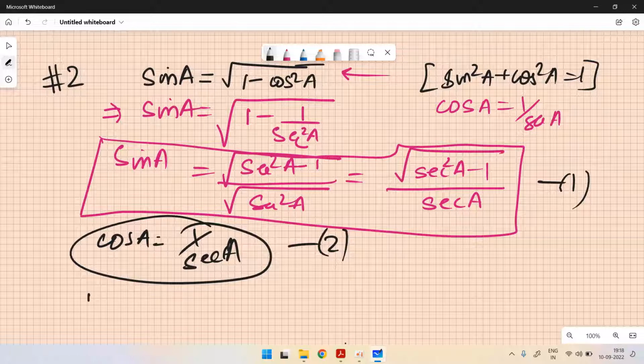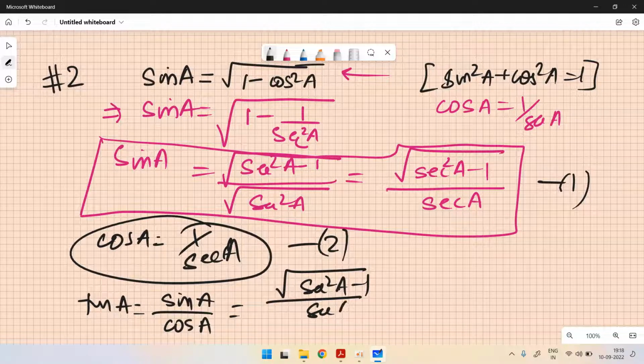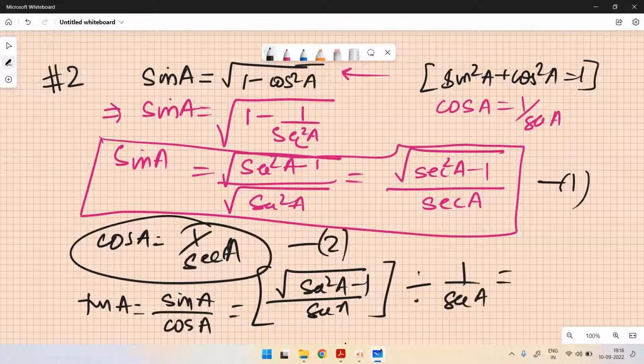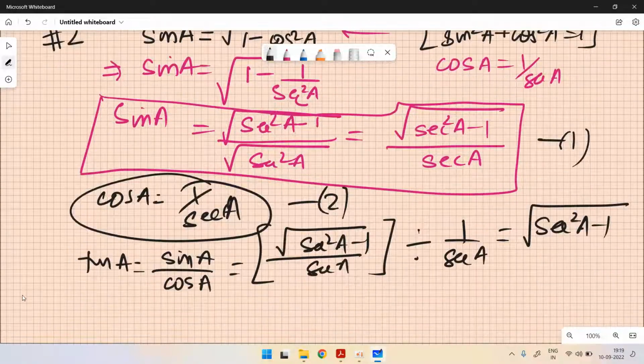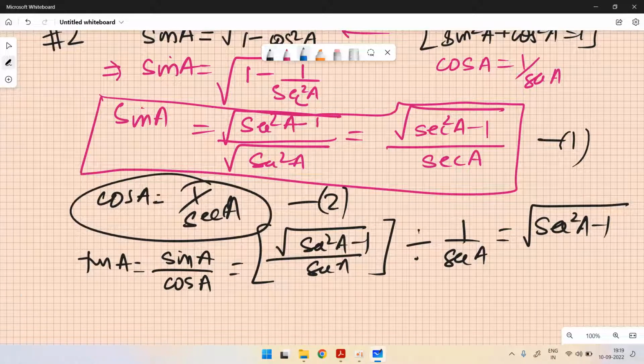Now, what is my tan A? Tan A is nothing but sine A by cos A. From 1 and 2, you get that this is nothing but under root of secant square A minus 1, by secant A, divided by cos A. Cos A is nothing but 1 by secant A. If you simplify, this is nothing but under root of secant square A minus 1. Now this is my third expression, so I'm writing this as my third expression.